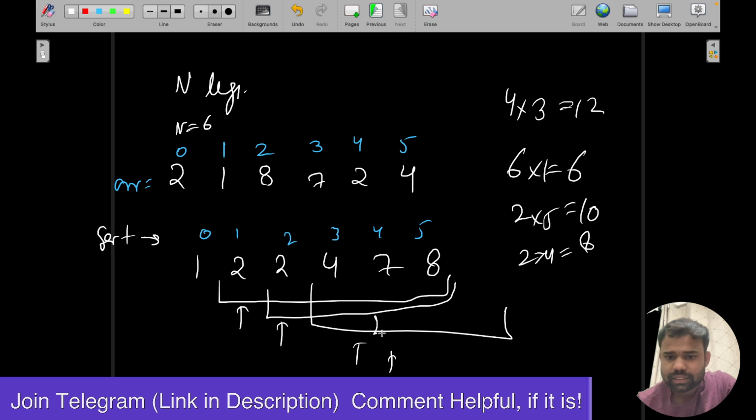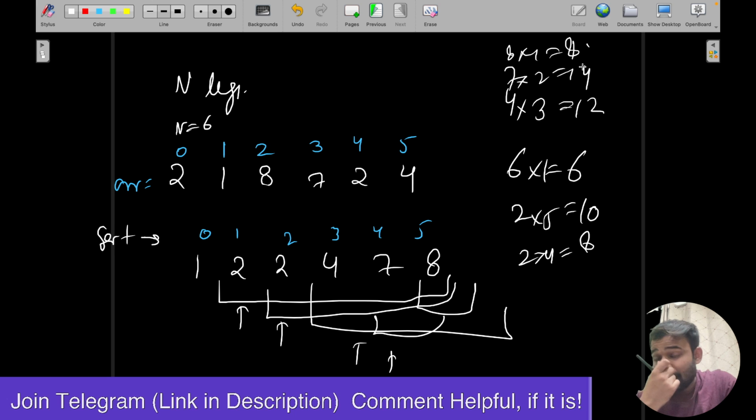Then let's say this. It is 7 into 2, which is 14. And then only this, which is 8 into 1, which is 8 only. So the maximum of all these weights is 14, and 14 is the answer. That is what we will do.